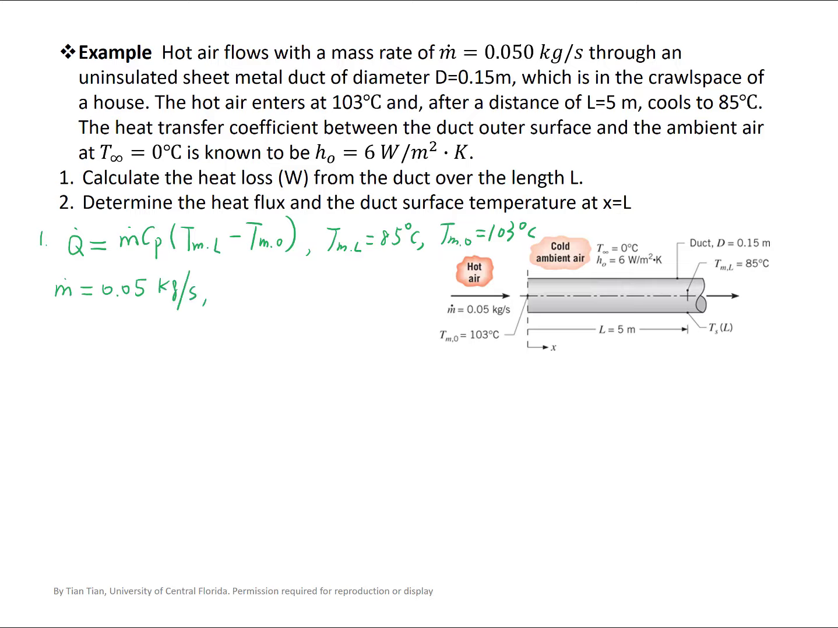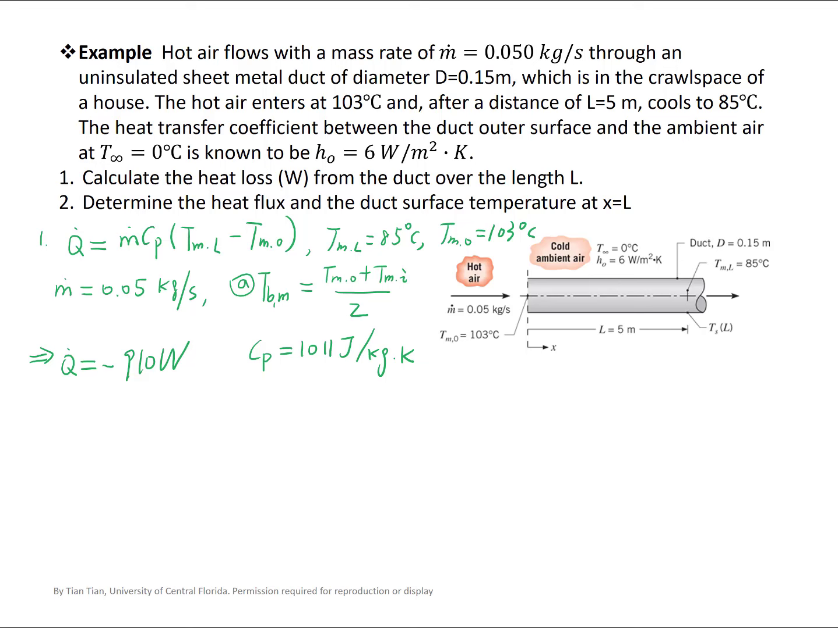As for the specific heat, we should evaluate it at the bulk mean temperature, which is the mean temperature of the two mean temperatures. From tables, we can find its value. Then plug in numbers, we can find the heat loss. Temperature decreases, the fluid loses heat, so heat rate is negative.